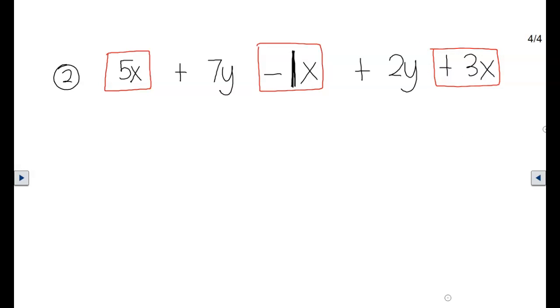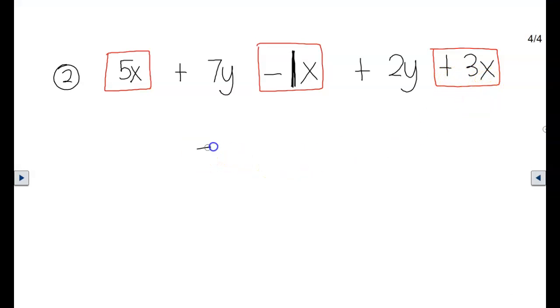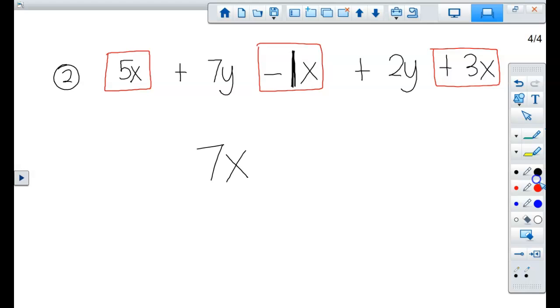So I'm going to do now what I have boxed in red, and I'm going to do what it says. So listen to me carefully. I'm going to do 5 minus 1 plus 3. So 5 minus 1 would be 4, and then 4 plus 3 would be 7. So 5 minus 1 plus 3 is 7, and then I keep the same last name. Those were all x's, so I keep that last name of x. So all of those 3 terms that I put red boxes around become the one term, 7x.